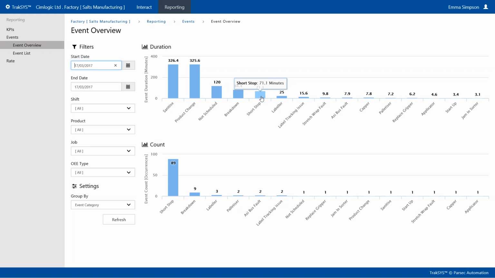We were looking at a particular date, the 17th. On the 17th, we found a major downtime due to a problematic product change that afterwards demanded a cleaning, and we found also problems with short stops. Let's go back to the top again.